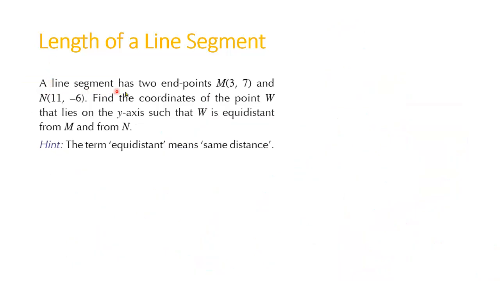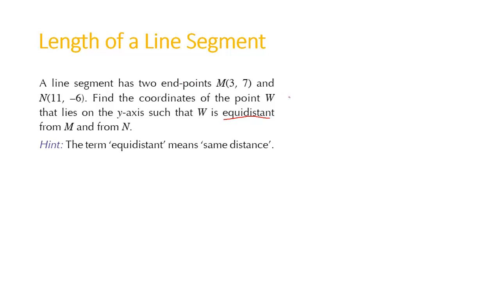A line segment has two endpoints, M and N. Find the coordinate of the point W that lies on the y-axis and such that W is equidistant from M and from N. What does equidistant mean? Equidistant means the distance of W from M and the distance of W from N is equal.